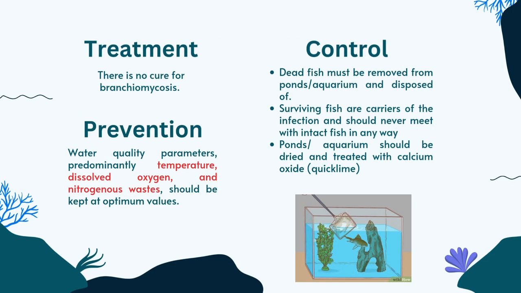How to treat this disease? Unfortunately, there is no cure for branchiomycosis. However, we can prevent it by managing the water quality, especially the temperature, dissolved oxygen, and also the nitrogenous waste. To control this disease, if there is any outbreak, the dead fish must be removed from the pond or aquarium and disposed of, and the surviving fish, which are carriers of the infection, should be quarantined. Then the pond or the aquarium should be dried and treated with calcium oxide as a way of disinfection.